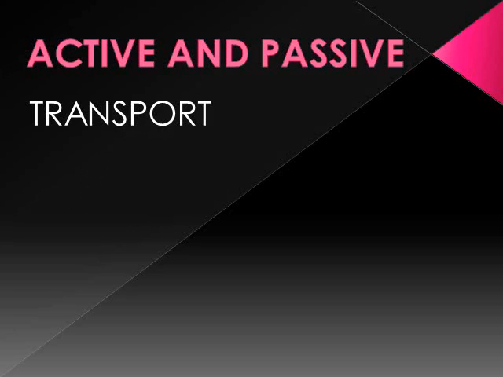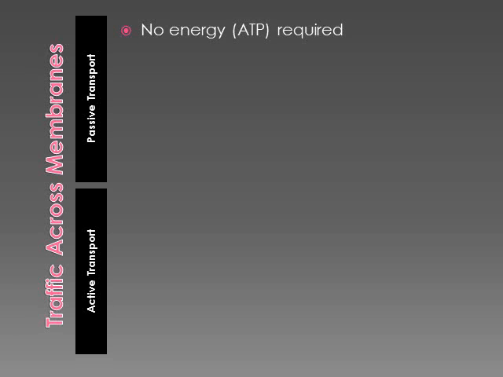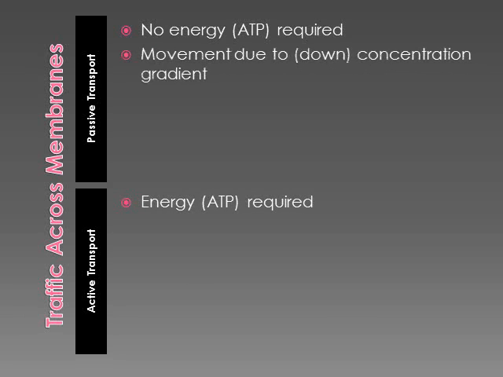So enough about structure. We're going to move on to how the membrane controls what goes in and out. The two big categories for this kind of transport across the cell membrane, whether it's into or out of the cell, are called passive transport and active transport. So passive transport requires no ATP, while active transport does. That's one of the big differences.